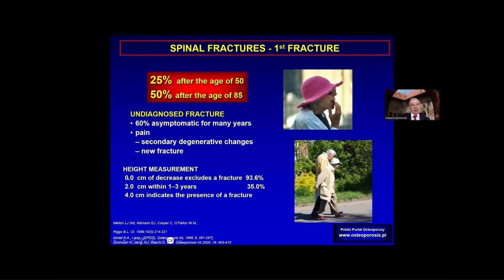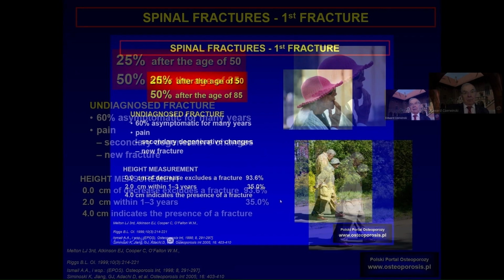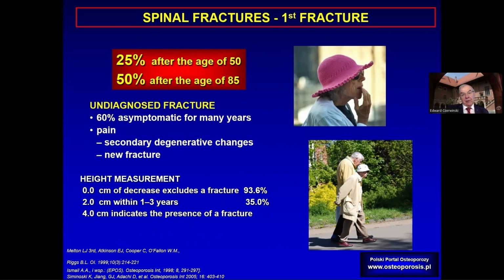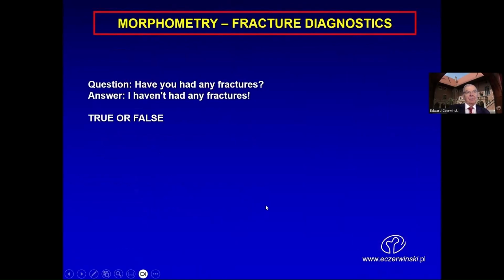And if there is no difference, you are 93% sure that there is no fracture. If there is 1 centimeter in 3 years, it is 35%. And if there is 4 centimeters, it indicates a fracture. So we advise patients, above everything, to measure their height. Just put a mark on the door and do it yearly. And if there are 4 centimeters over 3 years, that means there is a spinal fracture.